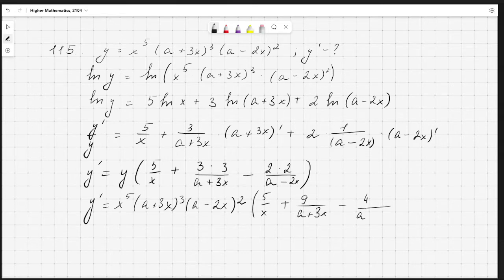Is it clear? Yes. Okay. Answer. Next number 117. What is cosine of x squared?